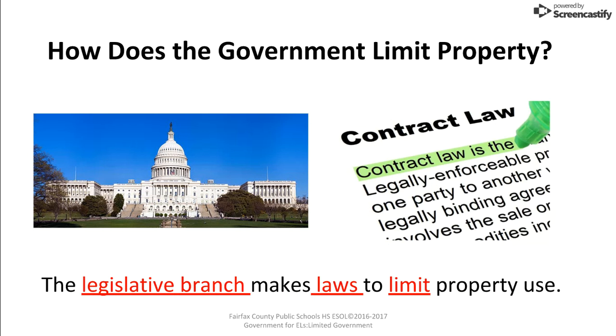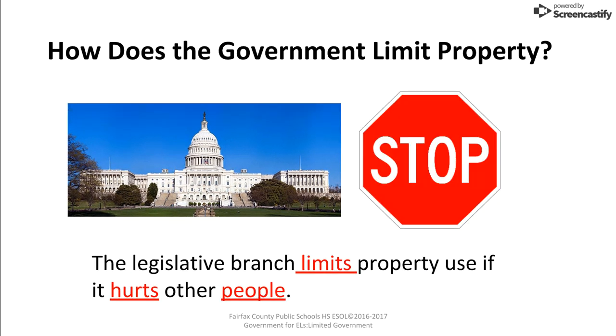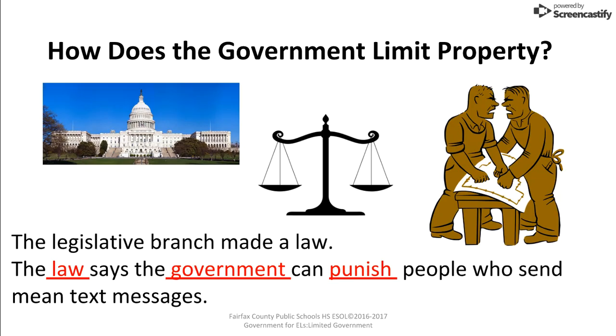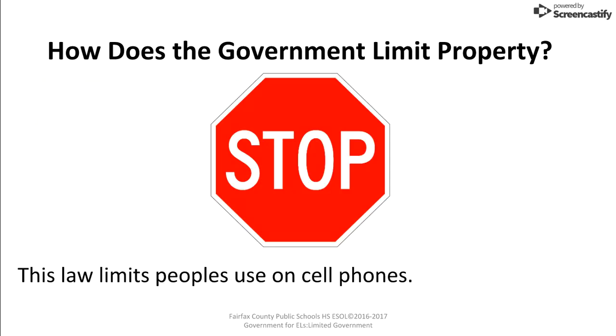So how does the government limit property? The legislative branch makes laws to limit property use. The legislative branch limits property use if it hurts other people. So the legislative branch made a law. The law says the government can punish people who send mean text messages. The law limits people's use on cell phones.